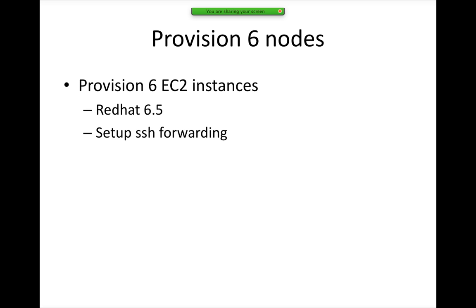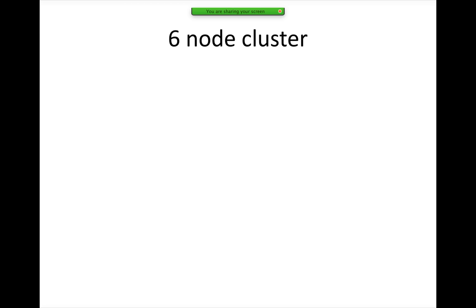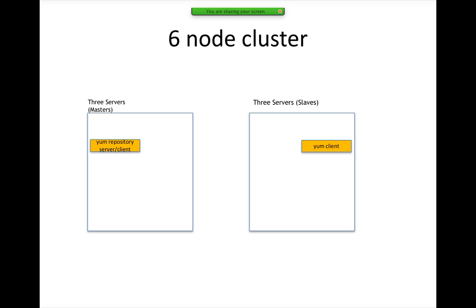So far what we have done, we have provisioned 6 nodes. We have set up SSH forwarding if you are using AWS, and we have set up the repository server. If it is Ambari, you have to copy the repo files to the clients. For Cloudera, you don't need to copy them. Instead, you have to give the URL of local repository servers while adding hosts using the wizard. I will show that in a moment.